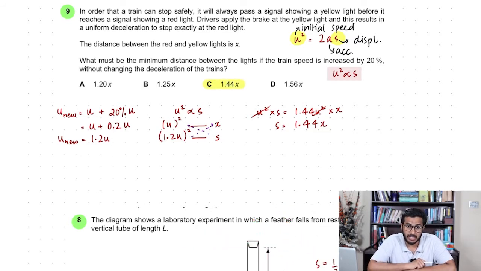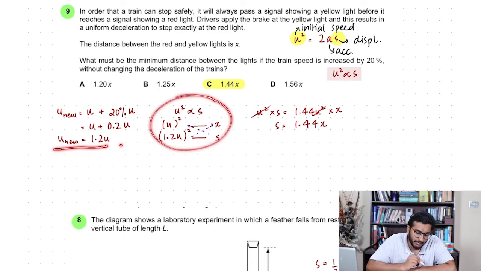We haven't used any complete equation. All we did was play with the proportionalities. We saw that based on the equation that was given to us, the speed and the displacement were directly proportional to one another, and it was U square being proportional to S. What we did, we first figured out what's going to be the new speed, because that is going to be our second variable. So we said that the initial speed was U, and if you increase it by 20%, we added 20% of that, so it became 1.2 U.